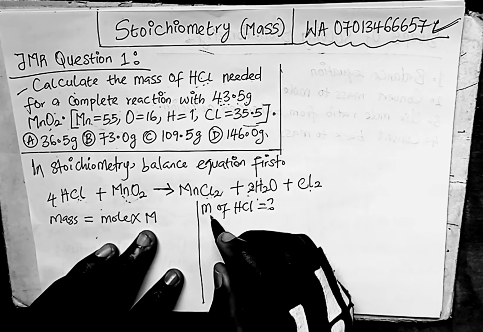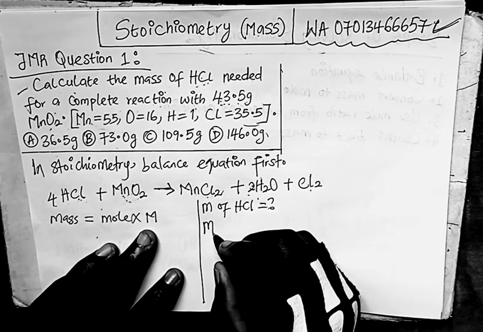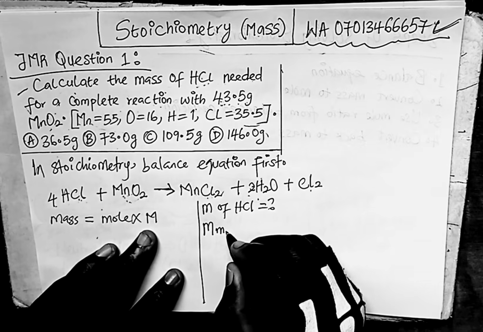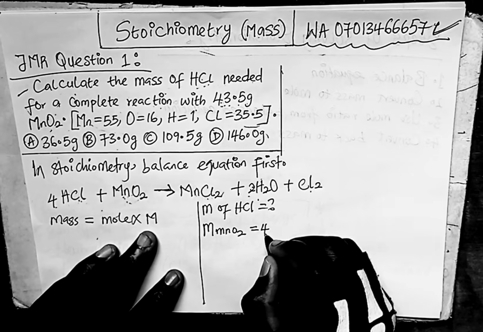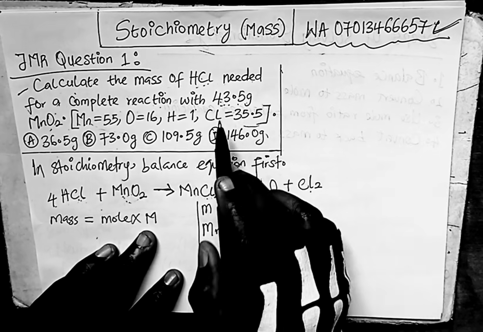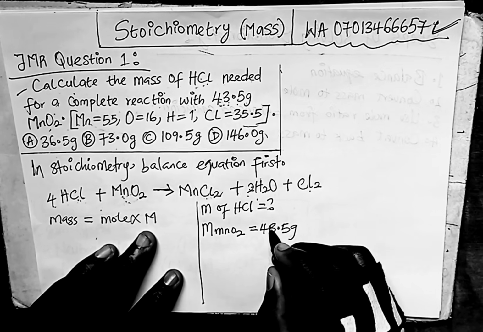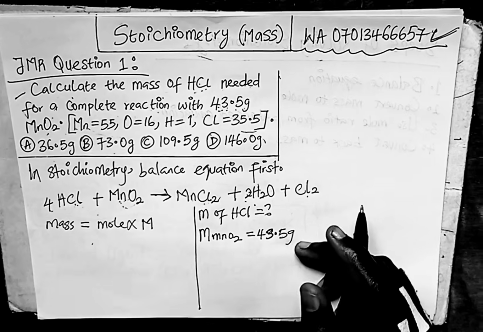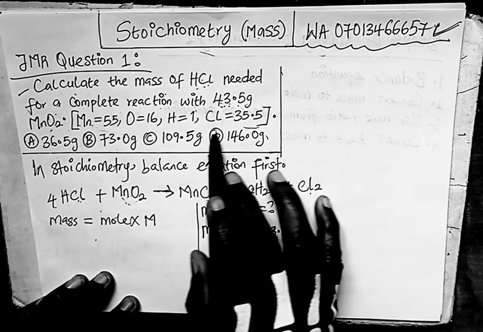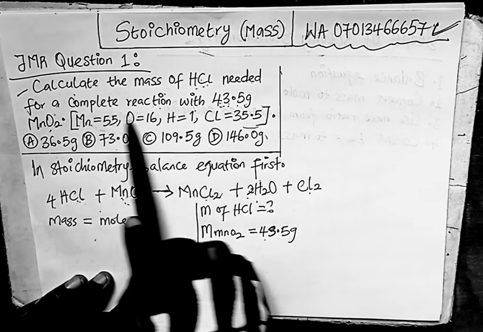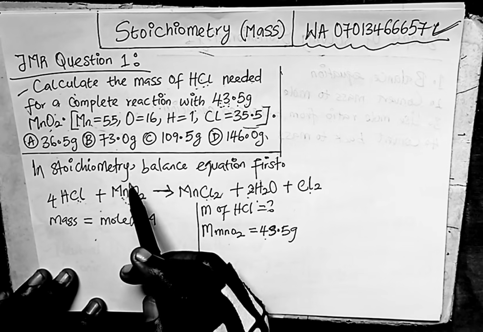What is the mass of manganese dioxide? The mass of manganese dioxide is equal to 43.5 grams. All right, so this is the mass of manganese dioxide. Which other thing did they give us? They don't give us the molar masses, so that one is a waste of time.